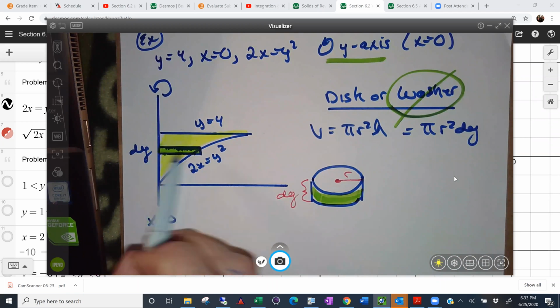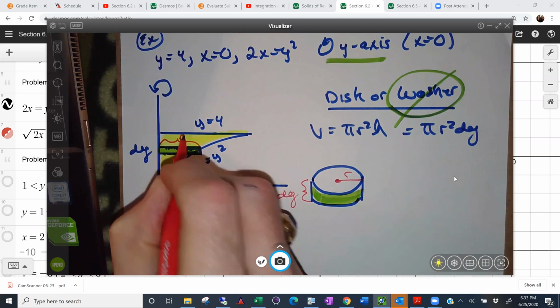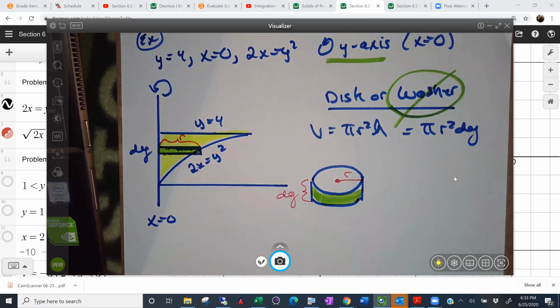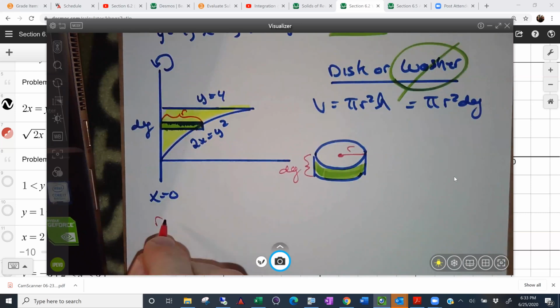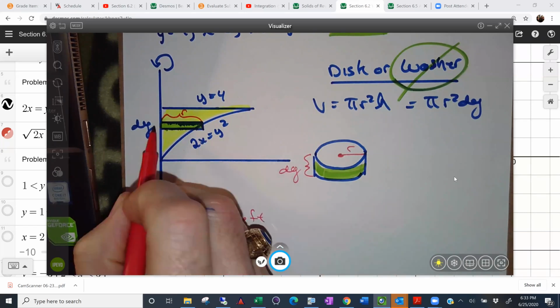So let's take a look at the radius. And the radius is going to be that dimension right there. That's going to be our r. Okay. When you're dealing with something horizontally, you want to calculate a distance, the radius is going to be right minus left. So the right-hand endpoint minus the left-hand endpoint.